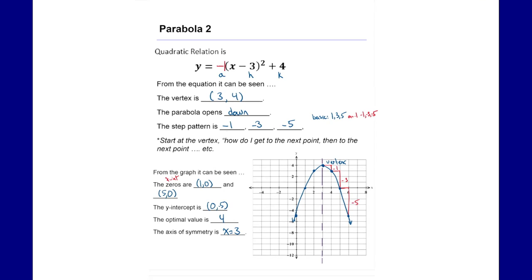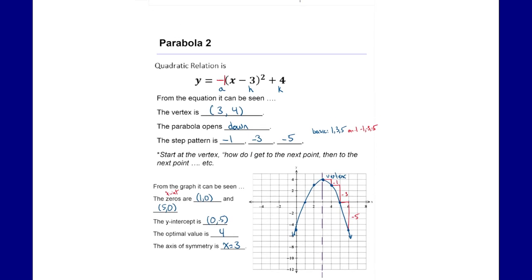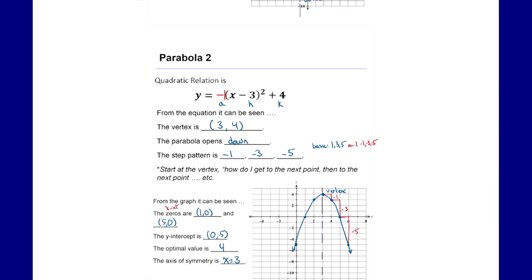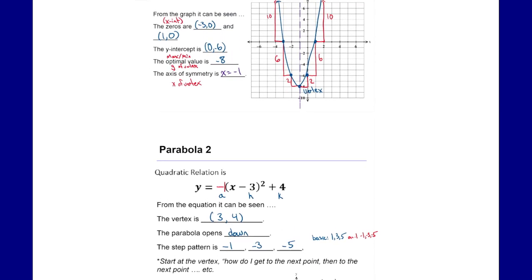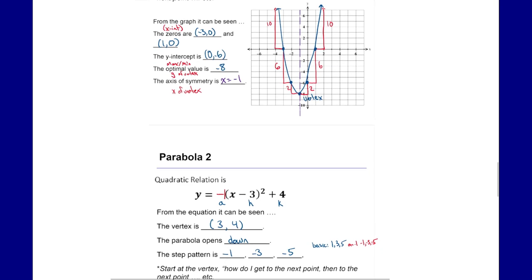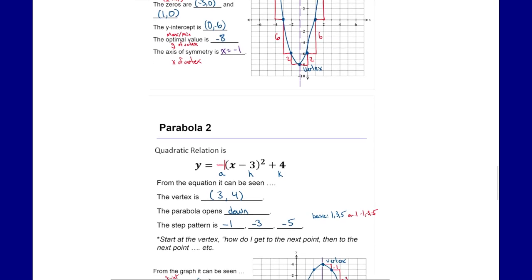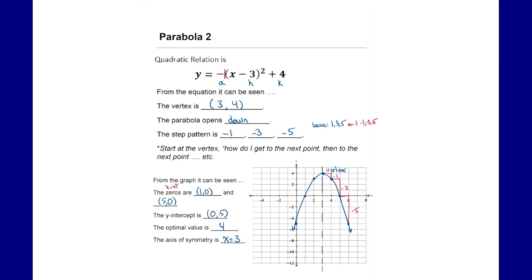So again, the main thing from this lesson is just being able to take our vertex form, find the vertex, find the step pattern, understand how it's opening, and then graph or sketch it accordingly. Use that vertex as a starting point, and then use your step pattern to help you find other points, and you can mirror those steps on both sides of the vertex to get that symmetry. Once you graph it, you should be able to identify other key features, such as the x-intercepts, the y-intercept, the optimal value, and the axis of symmetry.